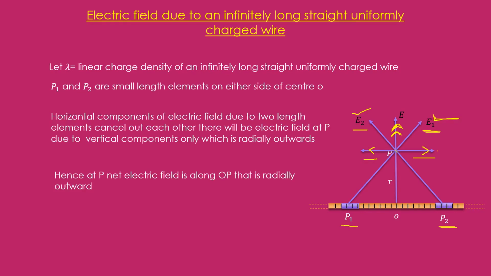So the net electric field at point P will be along R, and it will be radially outward. So at P, the net electric field is along OP, that is, radially outward.